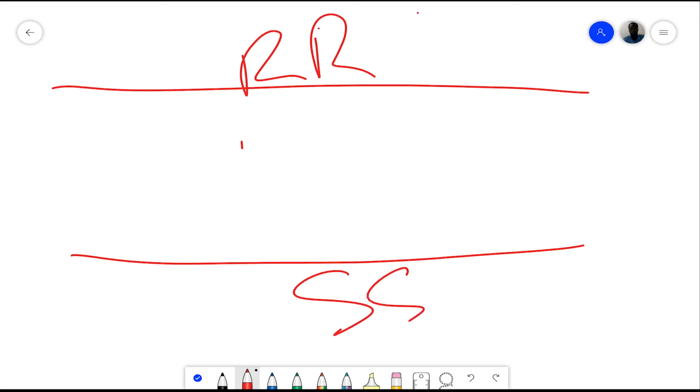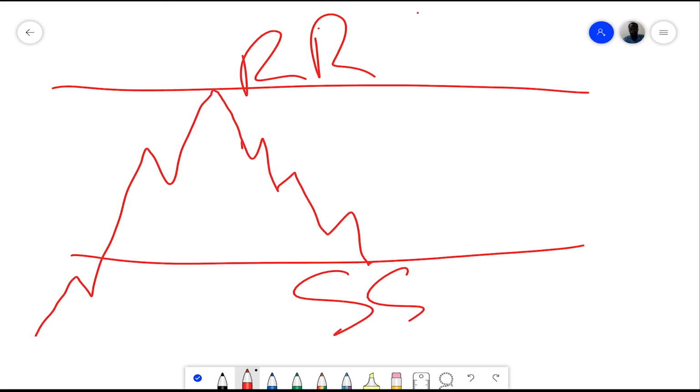So the market started from here. The market started trending from here, went like this, touched this level, came down, touched this level, went up, touched this level, came down, touched this level, went up.